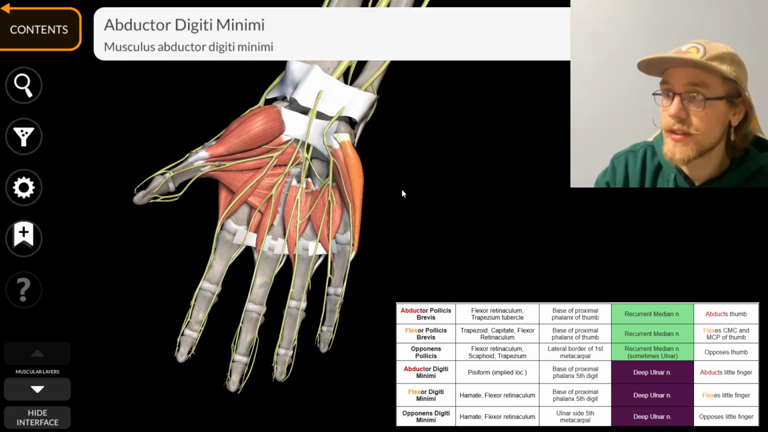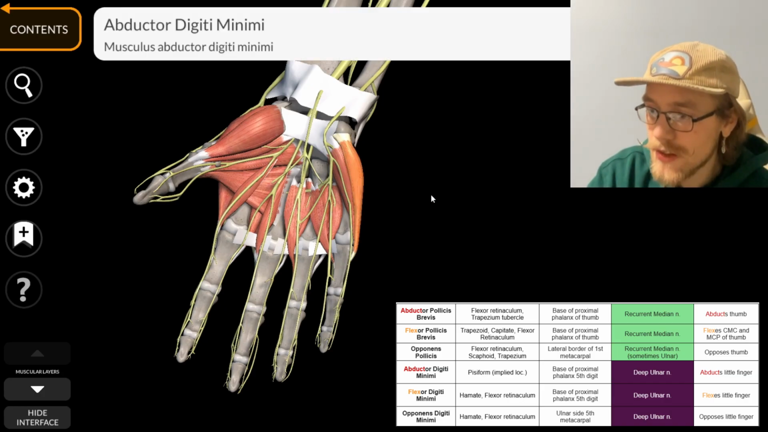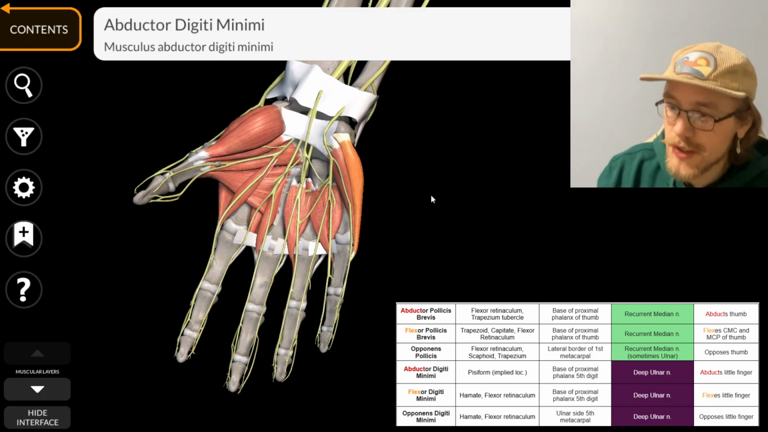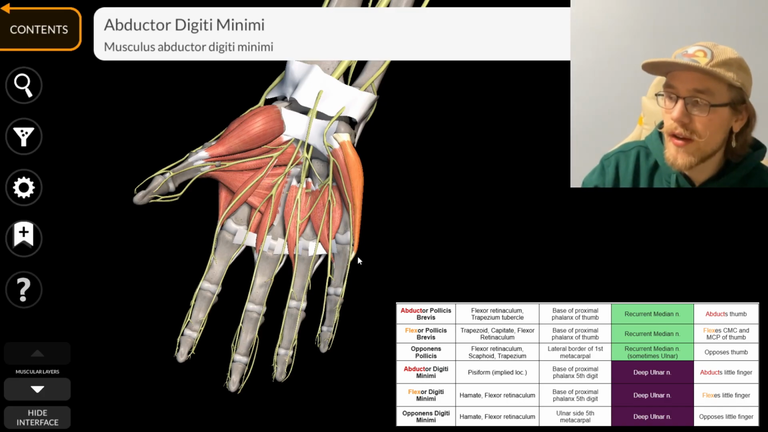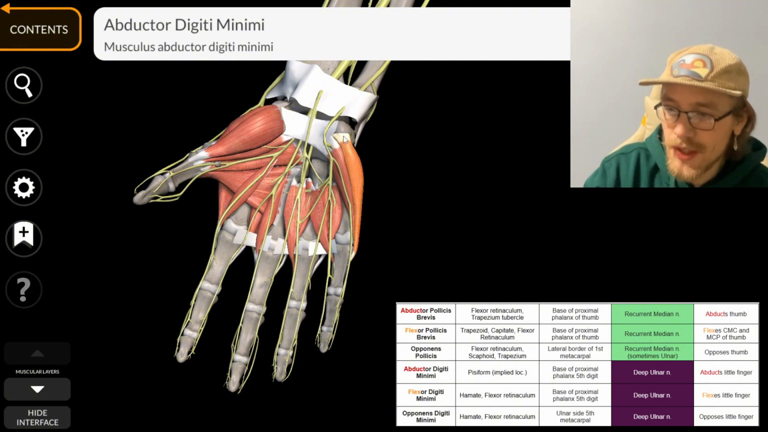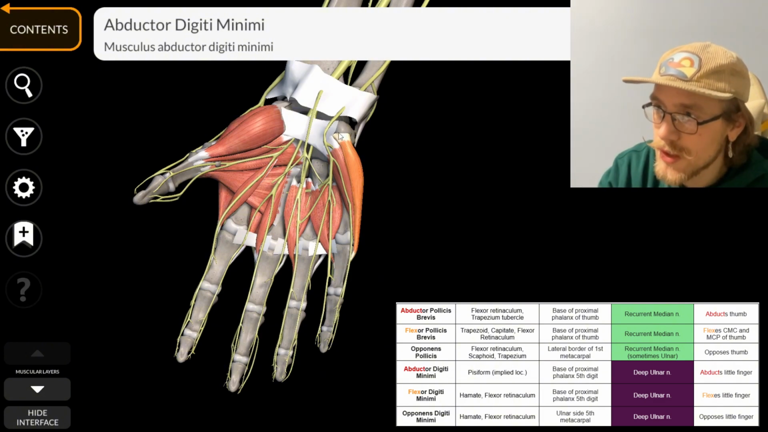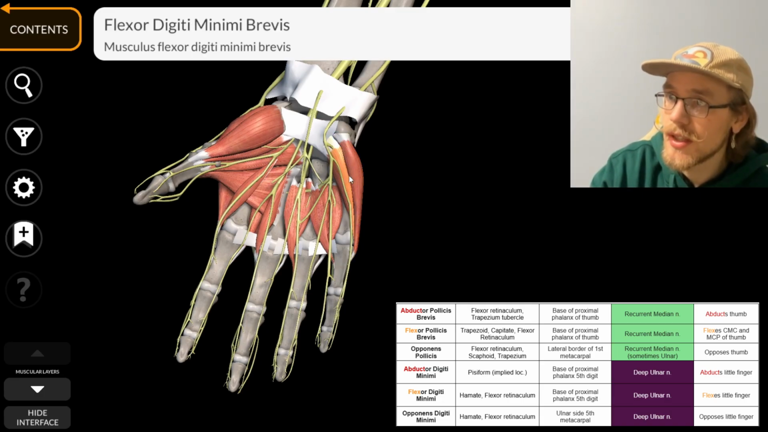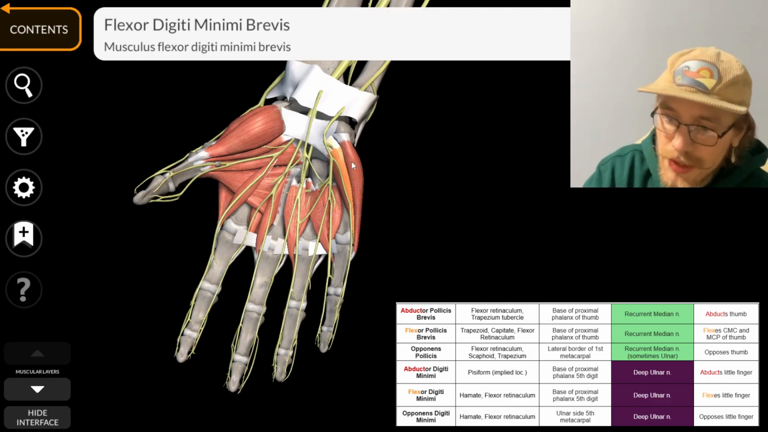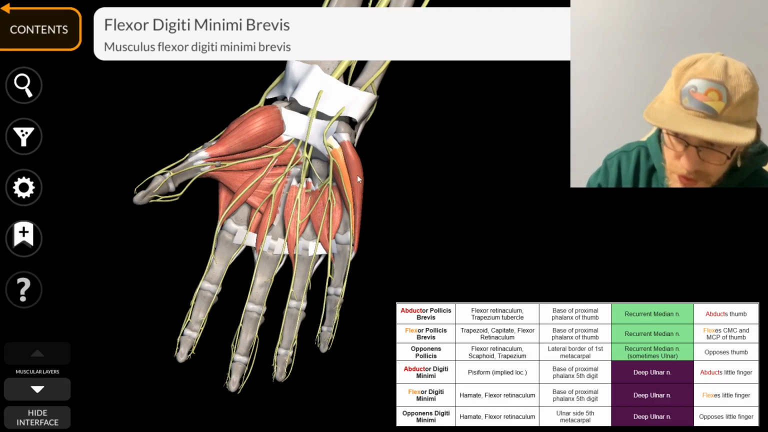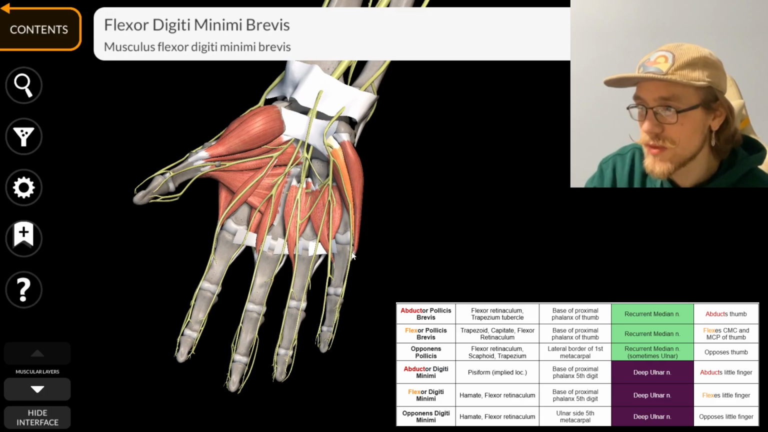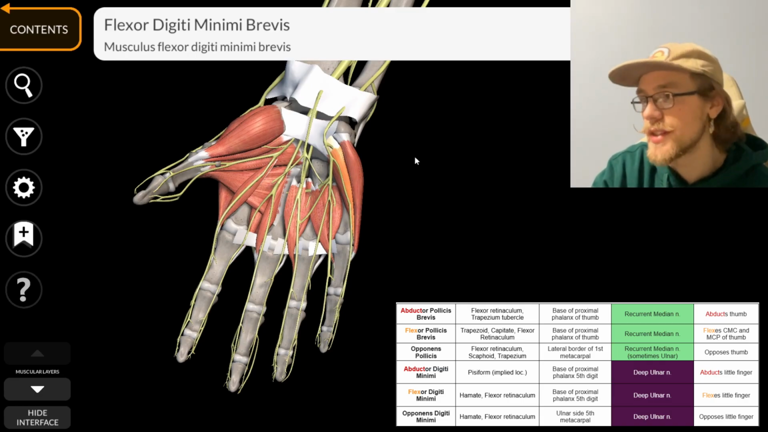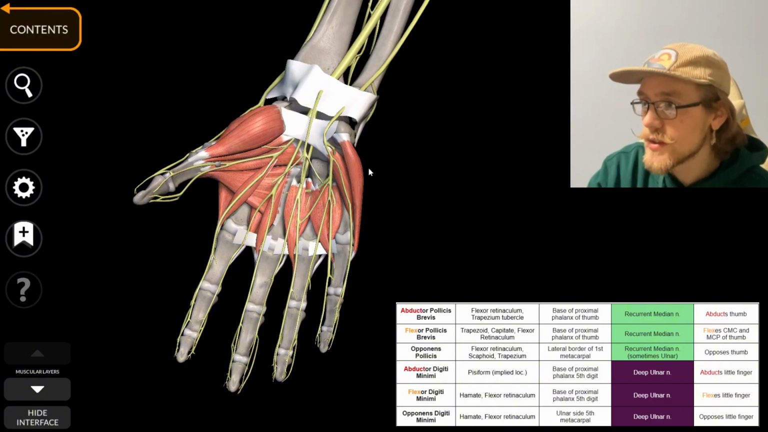So we've got our abductor digiti minimi. Same thing, abducts the pinky. It's going to be deep ulnar nerve instead though. It's going to go to the base of the proximal fifth digit, come from the flexor retinaculum, or the pisiform right there. Then we've got our flexor digiti minimi. That's going to be doing the same thing, flexing the little finger, base of the proximal fifth digit. You can see down there, comes from the hamate and the flexor retinaculum right there. Deep ulnar nerve, same pattern.